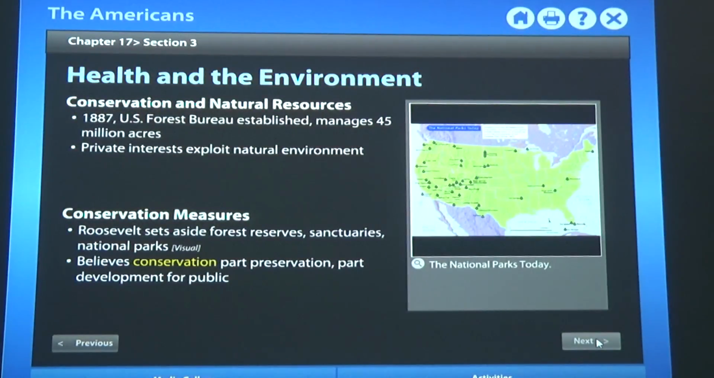Finally, one area that Roosevelt was very proud of was setting up the national parks. Basically, the idea was protecting our national lands from being developed by private interests. So the word conservation simply means to conserve that land in its natural beauty as it is. So many national parks were set aside.